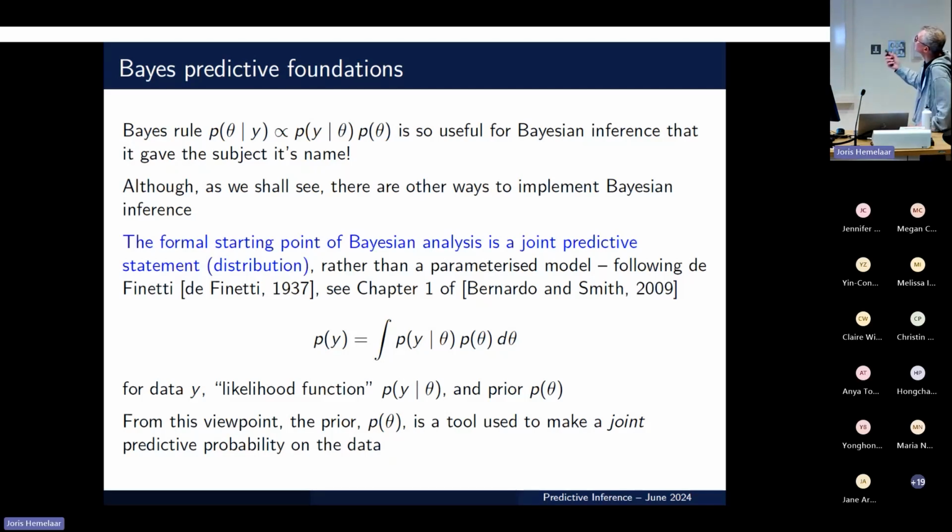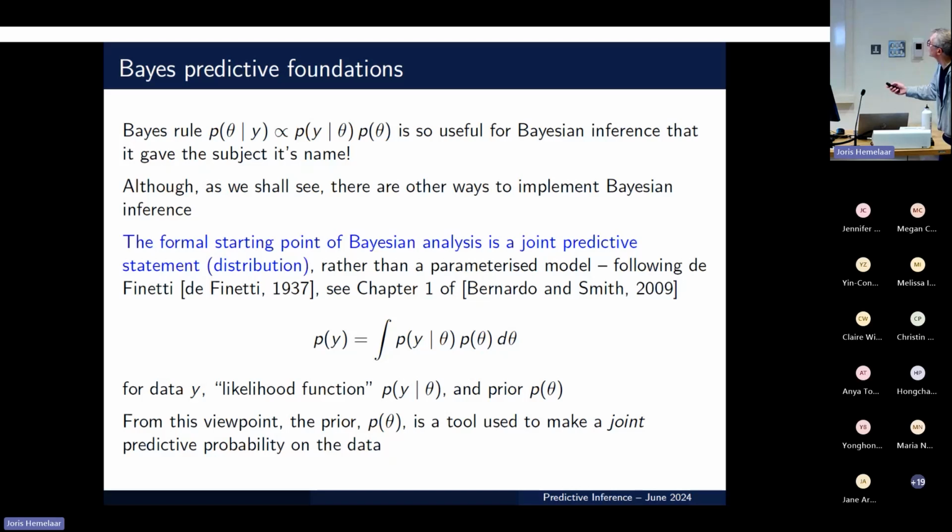Although it's incredibly useful, and that's why, when you say "I Googled it," you mean you searched for something. Google is such a useful tool that it's become synonymous with searching. It's the same reason people call it Bayesian statistics: Bayes' rule is so important for it. And in fact, the formal starting point of Bayesian analysis, and this is going to be the crux of what we want to talk about, is not a prior, but a predictive statement, a predictive distribution.